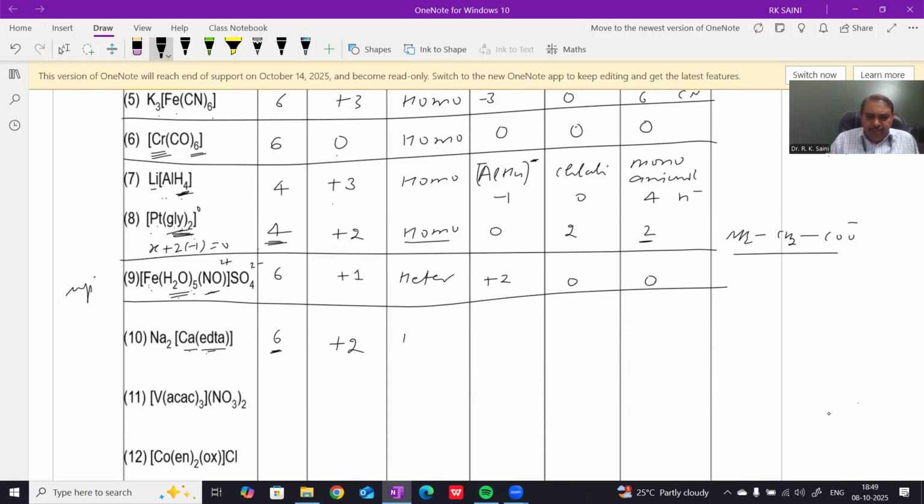It is a homoleptic complex because only one kind of ligand, namely EDTA, is attached to calcium. Charge on the coordination sphere after removal of 2 sodium ions: the complex carries -2 charge. The coordination sphere carries -2 charge. Number of chelating rings, important.